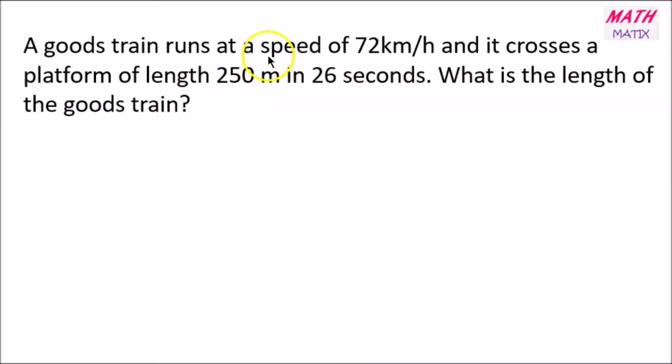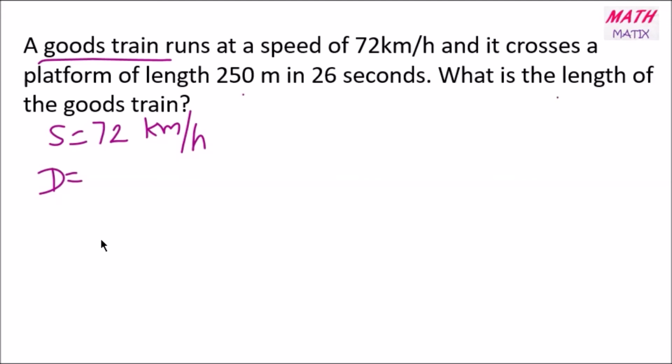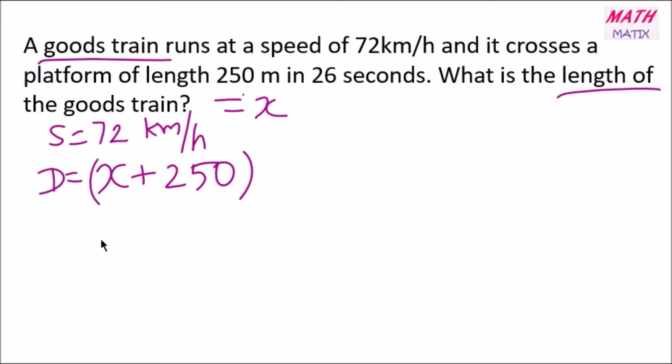This is a little different problem. The speed is given, 72 kilometer per hour, and we know the distance: here it is crossing a platform, so 250 meters plus the goods train's length. We have to find the length of the goods train. Let us assume the length of the goods train as x meters. So the distance here is x plus the length of the platform, that is 250 meters. And time is given, 26 seconds.